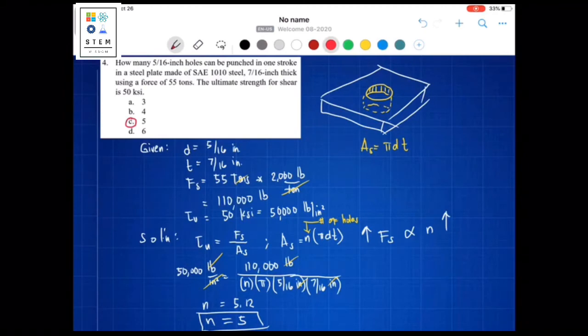Okay, so may mga ganitong problem, same problem, kaya lang nagbibigay ng factor of safety. Tanong, kailangan bang gamitin yung factor of safety? Hindi. So, marami nagkakamali doon. So, sa case na to, hindi mo dapat gamitin yung factor of safety kasi remember, sinisira mo yung material. So, hindi mo kailangan ng factor of safety.